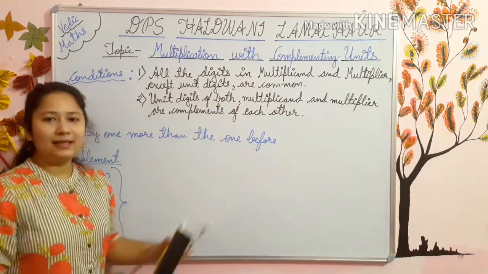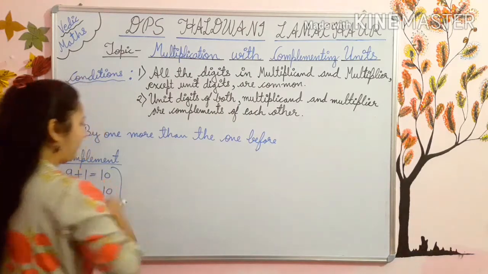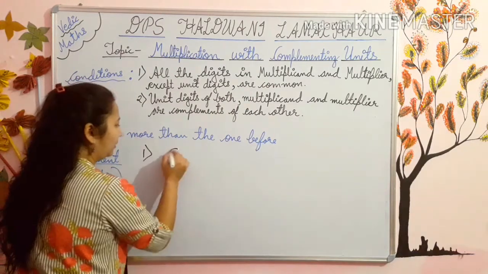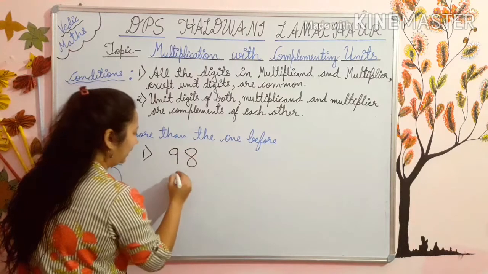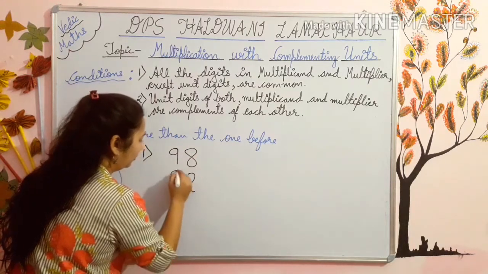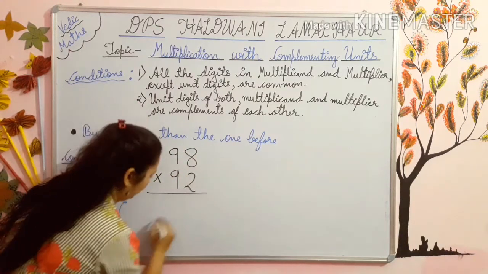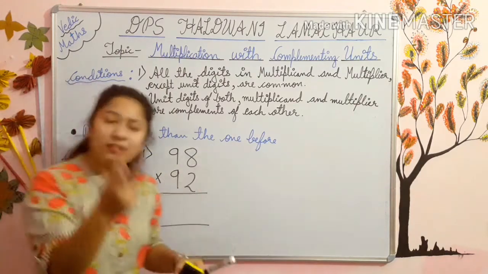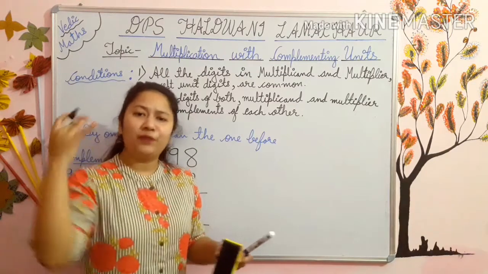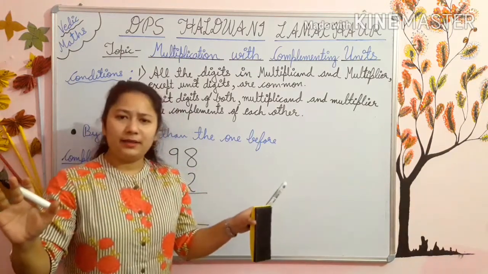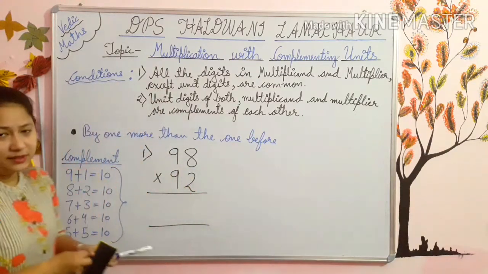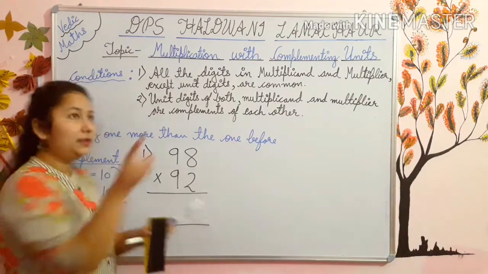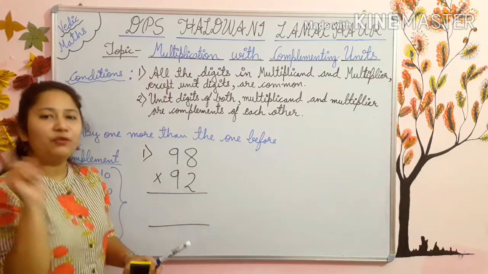So, let's take our first sum. 98 times 92. Now see students, your number can be 2 digit, 3 digit, 4 digit, 5 digit, 6 digit, any. You can do each and every sum by this method, but remember these two conditions should be fulfilled.